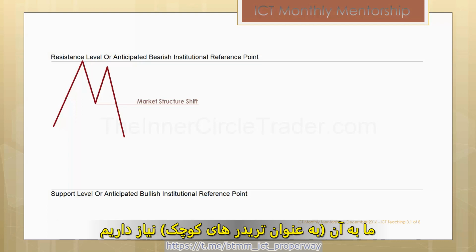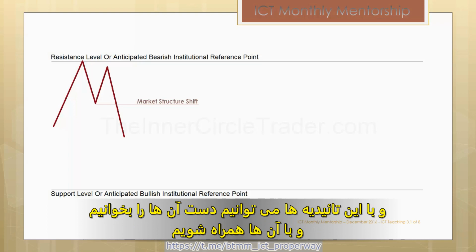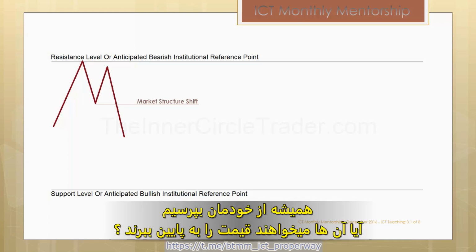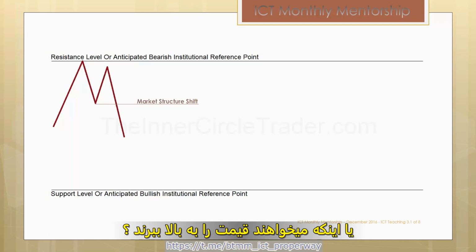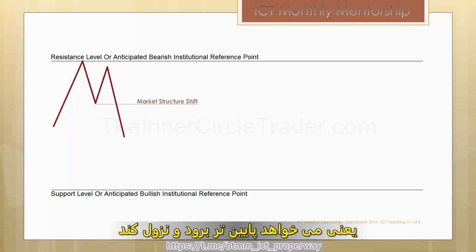And that's what we need as small traders. We have to have the willingness to have the smart money indicate their cards, if you will. In other words, show their hand. Do they want to send prices lower, or do they want to send prices higher? In this case, this is indicating that the market does in fact have confirmation that it wants to go lower.